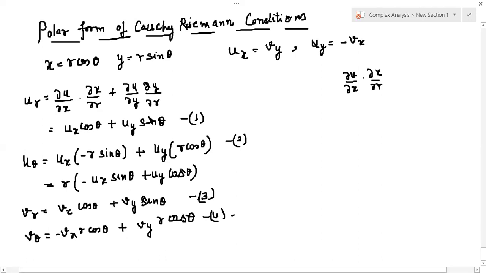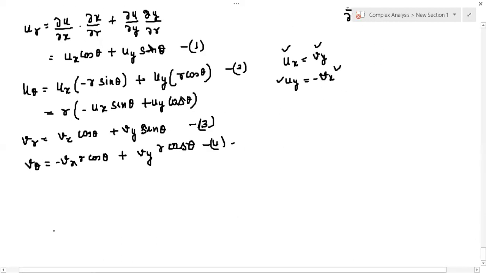Now, we know from the Cauchy Riemann condition that ux is equal to vy, and uy is equal to minus vx. So in place of ux we'll write vy, and in place of uy we'll write minus vx. Now you'll do the same. So v theta would be simply, instead of minus vx, I can write uy. So r taken common, you will get uy cos theta, and plus, instead of vy, I'll simply write ux.